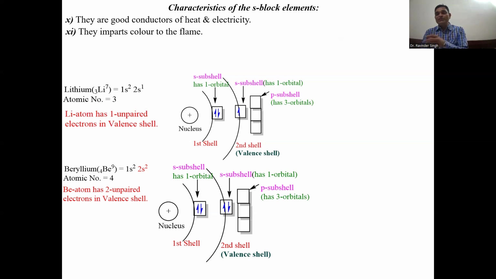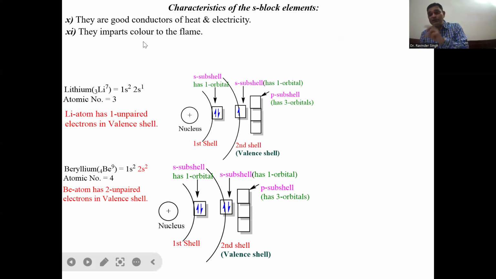If the energy is released in the visible region, then and only then can we say that the compound is giving color. When you take that group 1 or group 2 element or their compound on a spatula or on a platinum wire and burn it in the flame, you will see a color appear in the flame, a reddish flame, a greenish flame. That appears when you burn an S block element or its compound in the flame. Why does that color appear in the flame? That is the question here.